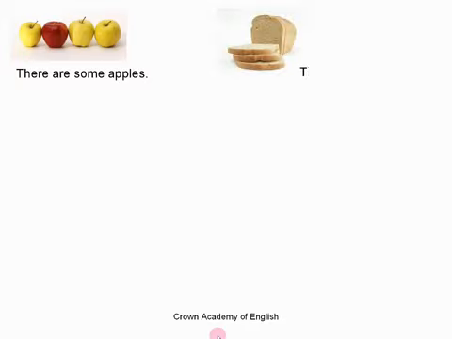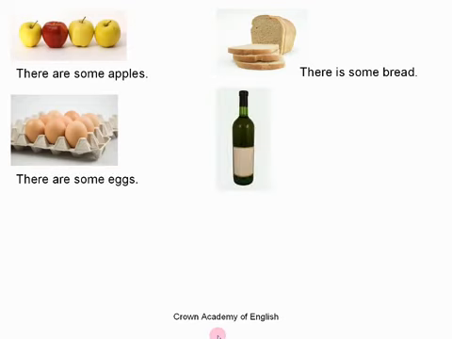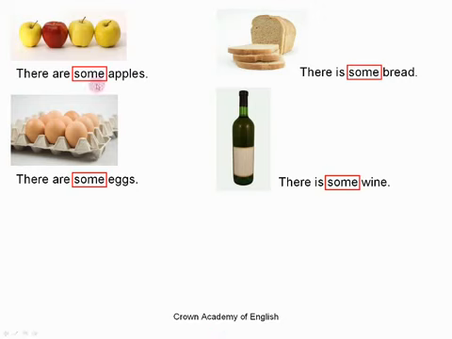So in this story I am hungry and I am in the kitchen and I am looking for something to eat. There are some apples. There is some bread. There are some eggs. And there is some wine. So, as you can see, in all of these sentences, we are using the word some. You can see the word some in all four sentences.